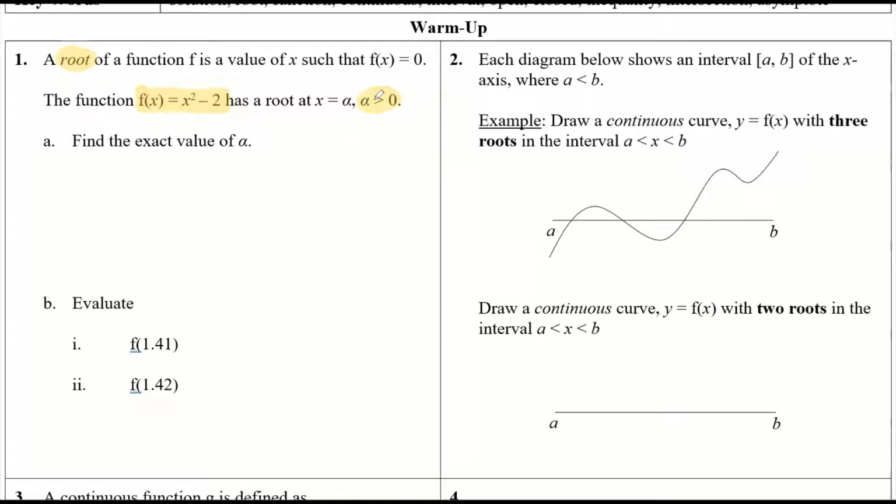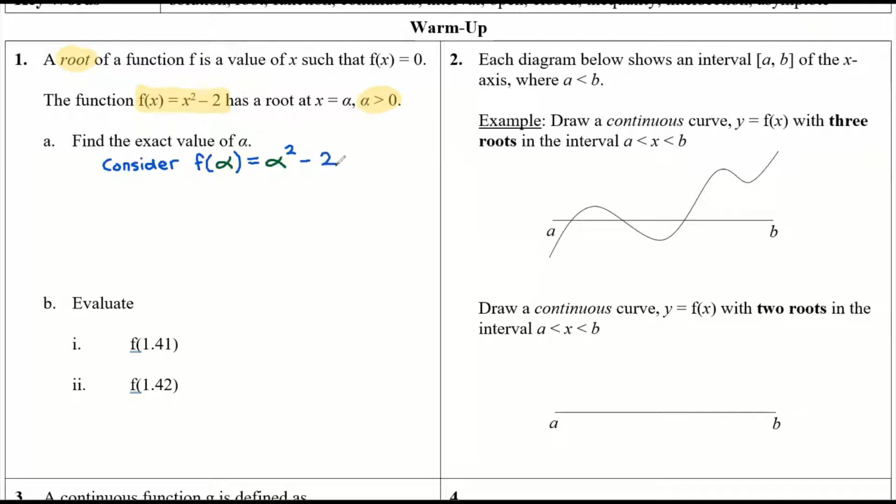Now, the way to do that is to sub alpha into the function. So let's do it. So consider f of alpha. I'll put alpha in green. It's not an A, it looks a bit like an A. It's the Greek letter alpha. So f of alpha. Now, if we replace x with alpha, this is going to give us alpha squared subtract 2.